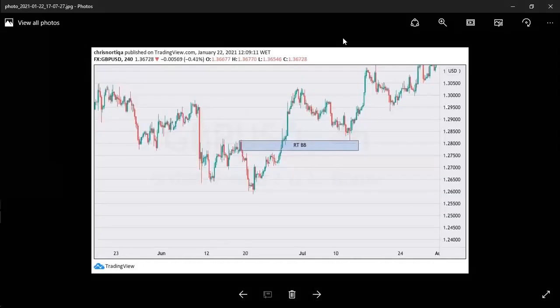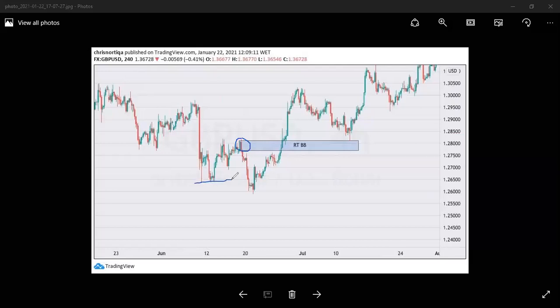Another example here, same breaker, used to take out this low, okay? But for this one, the correct breaker on this setup here is this one. Actually this one. But on the high, this is a 4-hour chart.